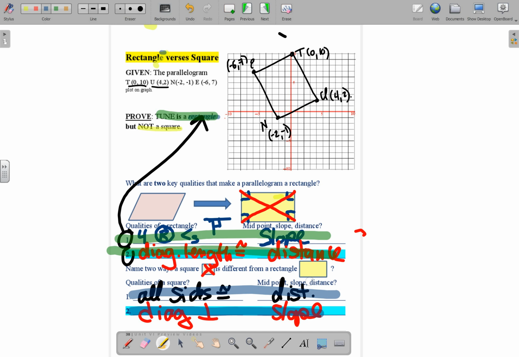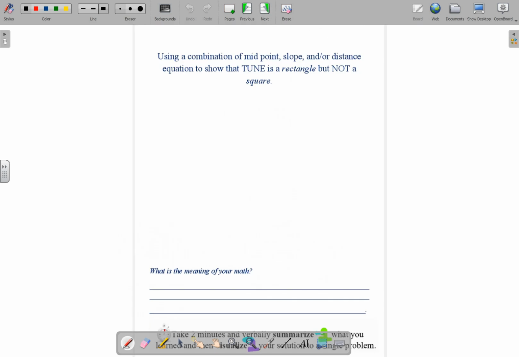For me, I'm going to do one of each. If I do 4 right angles, I have to do slope 4 times. But for the diagonal lengths, since there's only 2 of them, I only have to do that twice. So the first one, I'm going to show that the diagonal lengths are congruent. So that's going to be the distance E to U and T to N.